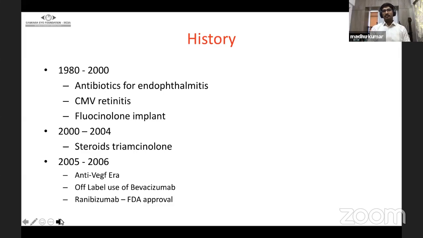And then came the 2000 to 2004 era, wherein the steroid triamcinolone was being tried and the anti-VEGF phase one and two trials were being carried out. The actual anti-VEGF era, with the increasing number of injections that we see now, started in 2005 and 2006, wherein ranibizumab was for the first time approved by the FDA for intravitreal usage. At the same time, in 2005, off-label usage of bevacizumab was started. FDA approval was not pursued for bevacizumab because it was already approved for colorectal carcinoma, and the off-label usage was accepted in Western countries.